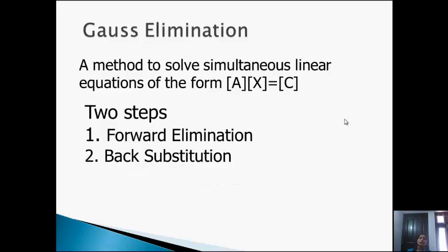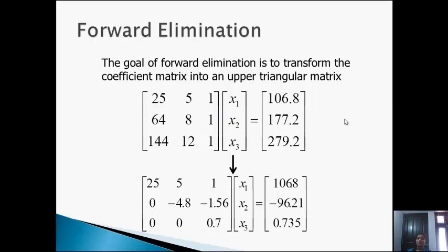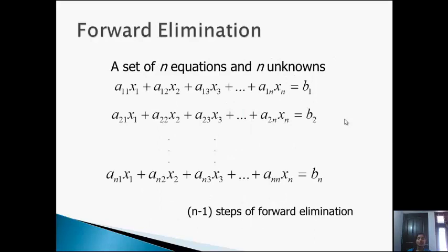Today we'll discuss the Gauss elimination method for solving simultaneous equations. Gauss elimination has two steps. First is forward elimination and second is back substitution. In forward elimination, the goal of this method is to transform the coefficient matrix into an upper triangular matrix. So in this elimination, we will triangularize our matrix, and in back substitution, we will find the final values of x1, x2, x3 if we assume three simultaneous equations.